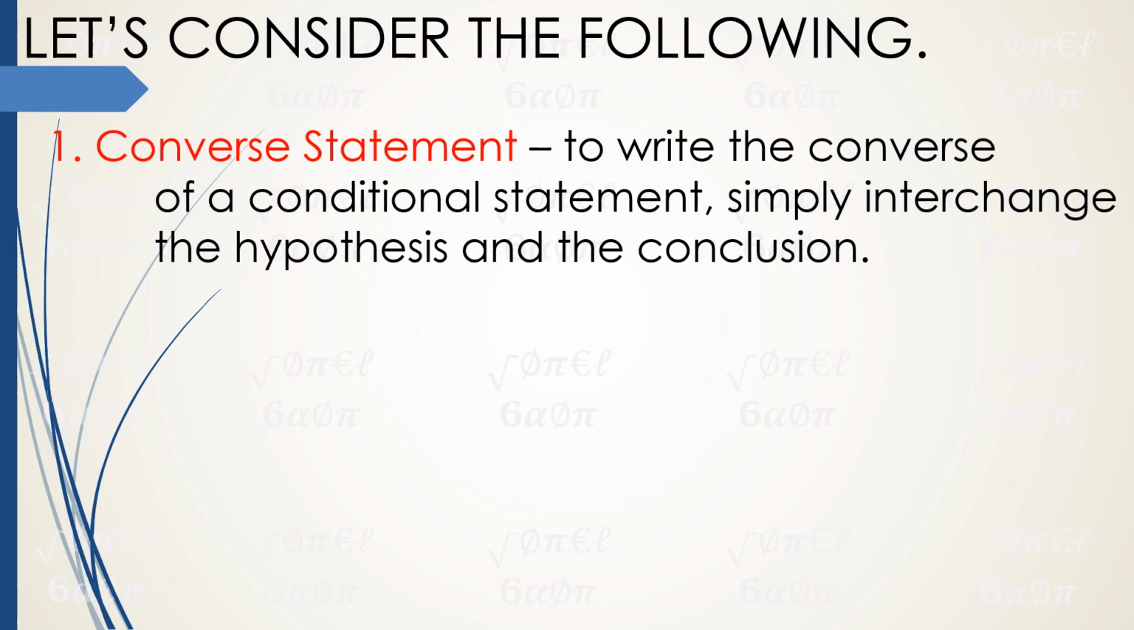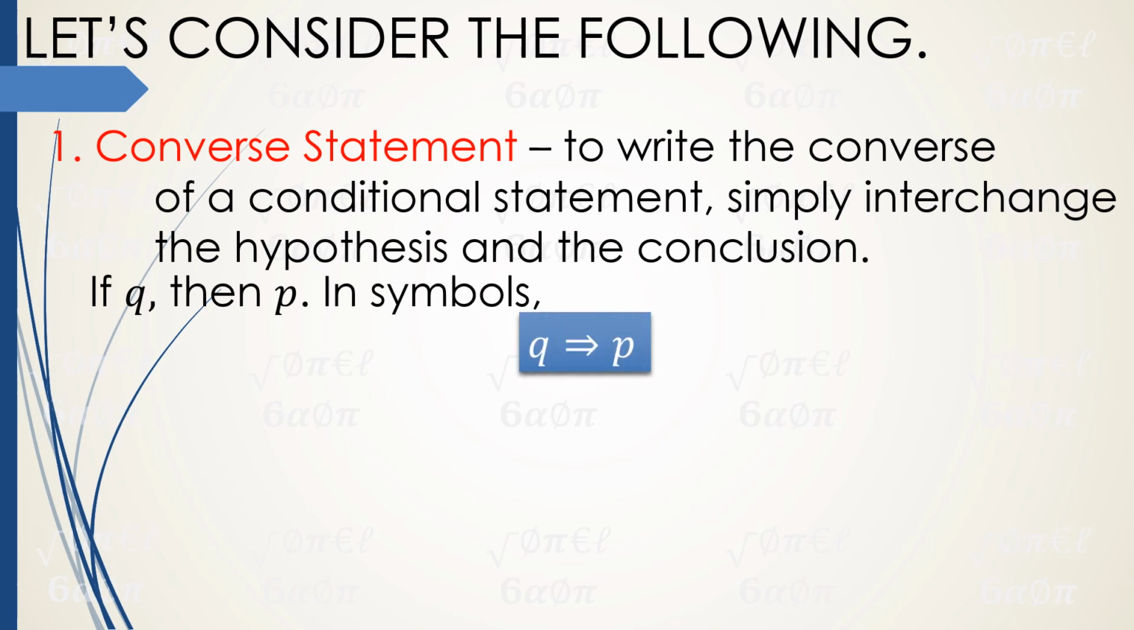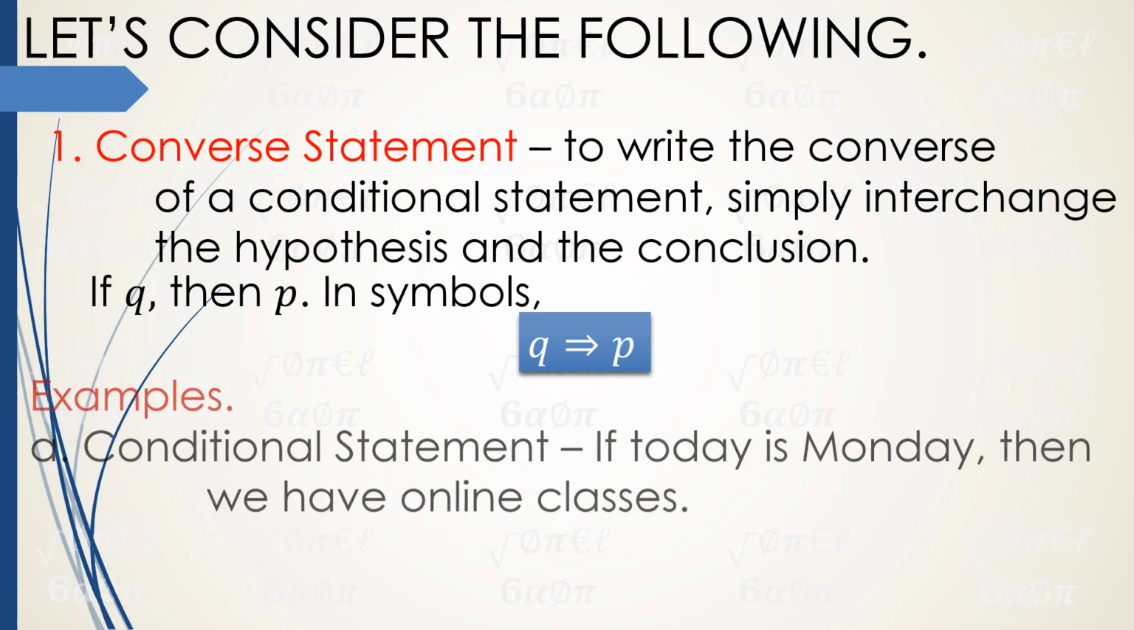Number 1, converse statement. To write the converse statement of a conditional statement, simply interchange the hypothesis and the conclusion. So, pagpapalitin lang pala yung hypothesis and conclusion. So, this time, we have if Q, then P. Or in symbols, if Q, then P. Yan. So, ganyan po yung kanyang symbol. If Q, then P.